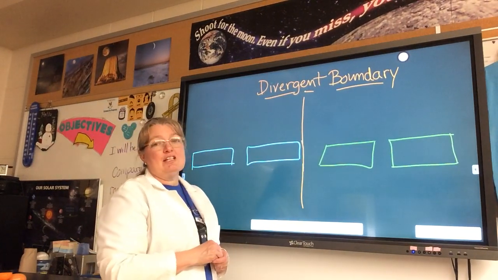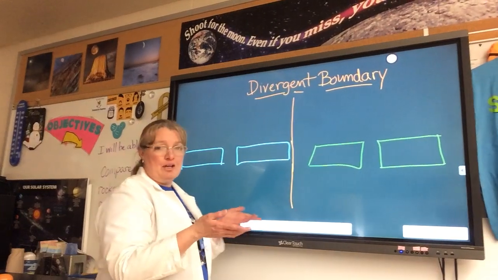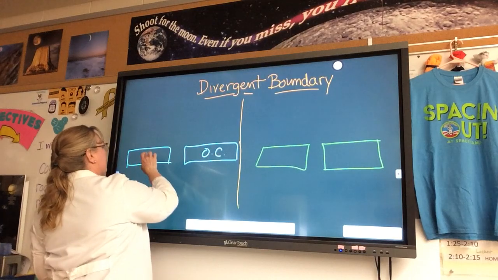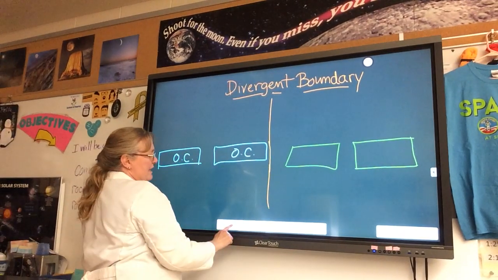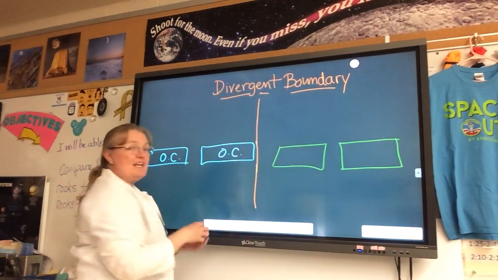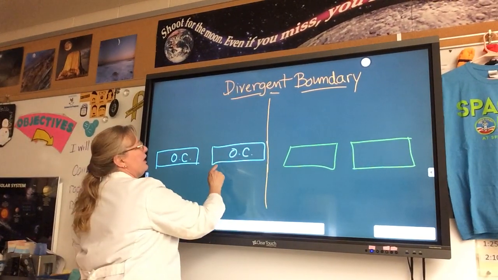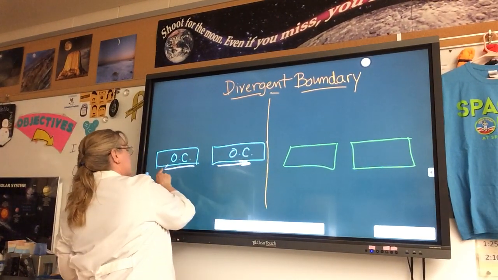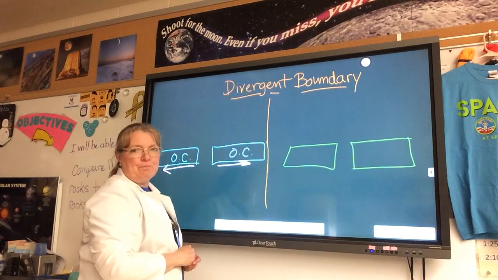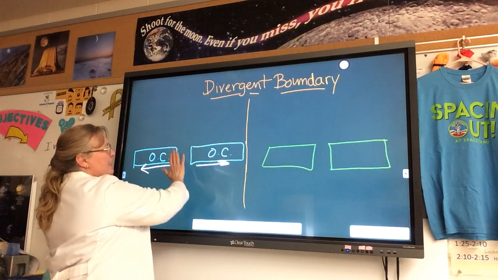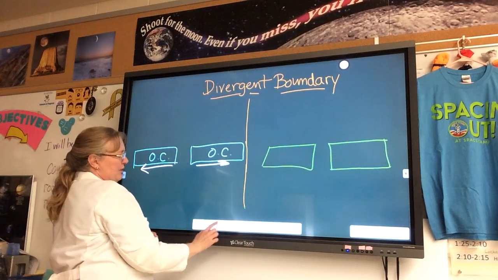The first situation is where we have oceanic crust and oceanic crust. So I'm going to label this OC for oceanic crust on both sides. And we said divergent, they were pulling away from each other. So we want our arrows to be going in opposite directions. Okay? So as they pull away from each other, there's an area that's really thin here in the middle.